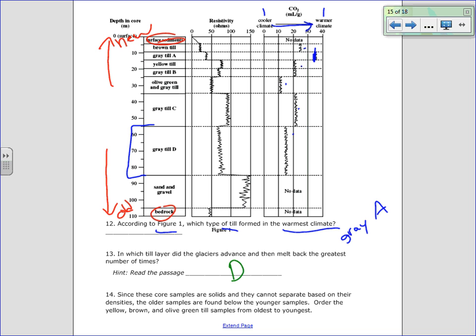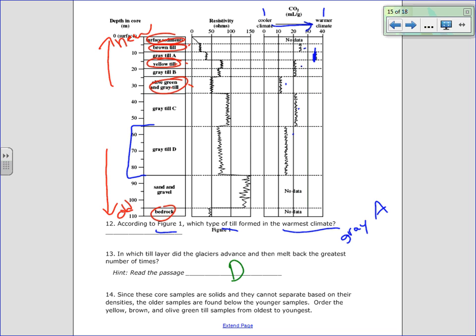So if you were going to put them in order of yellow, brown, and olive green, the oldest would be olive green, then yellow, then brown. From oldest to youngest, it should go up, up, and up.